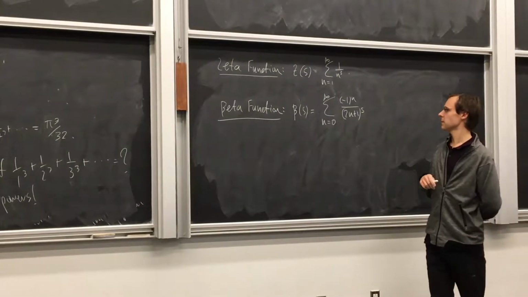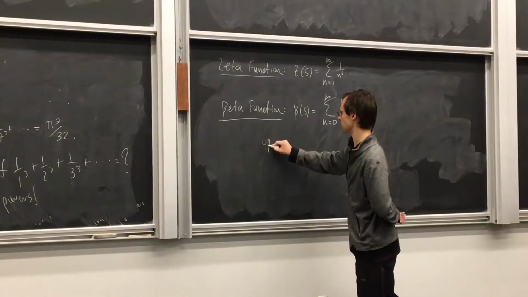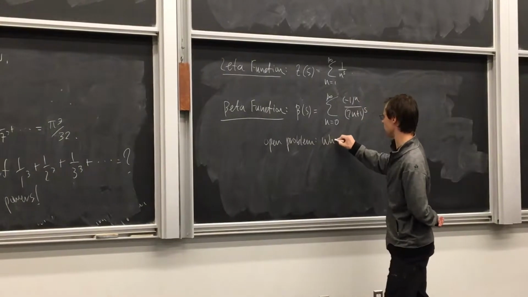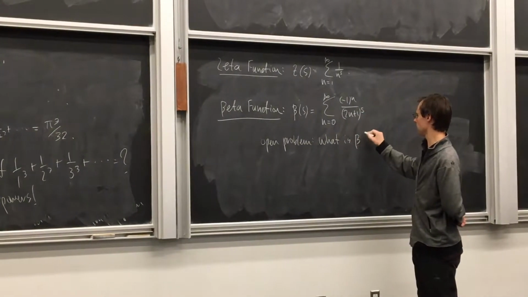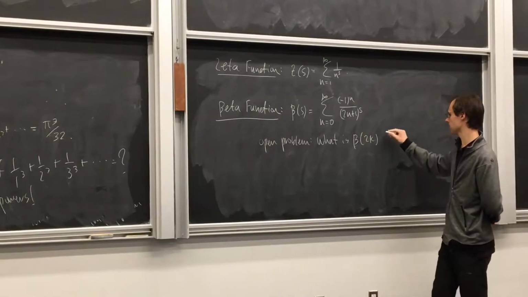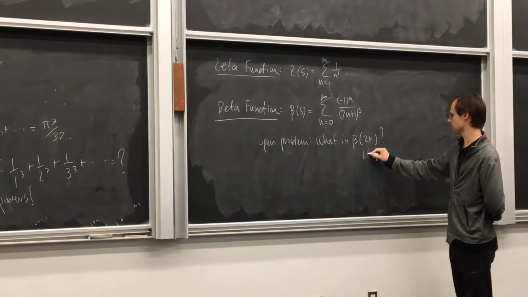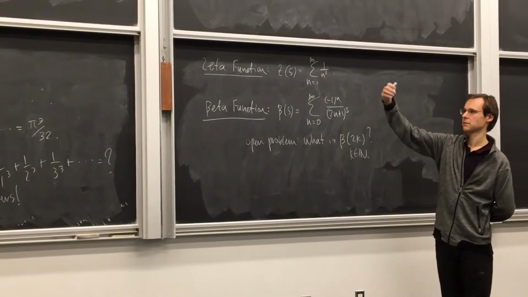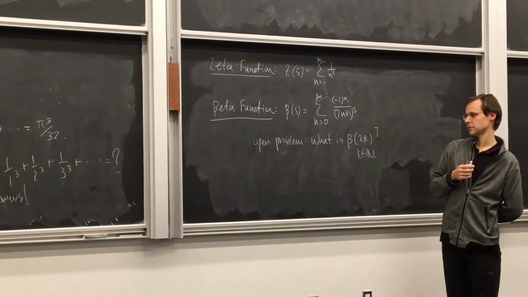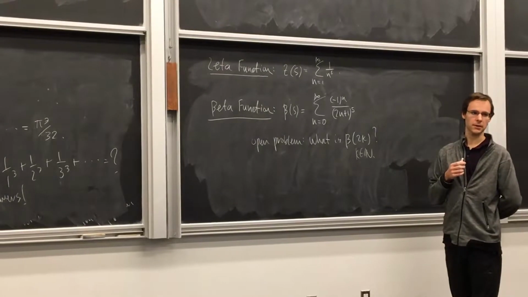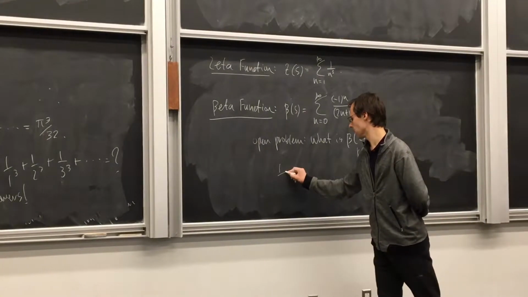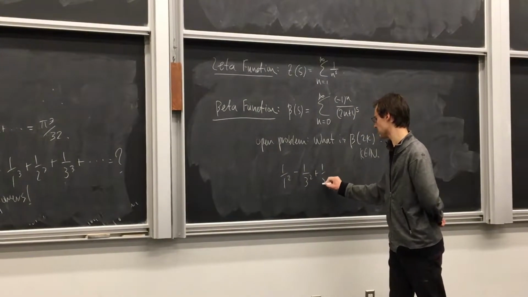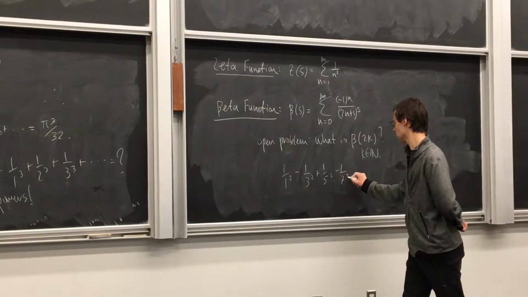Beta function, zeta function. So another open problem is, what is beta of 2k, where k is an integer? We know beta of 2k plus 1. We know the form that it takes. We have a formula for the answer in general. We don't know what the even power case is. So in particular, we don't know something like this: 1 over 1 squared minus a third squared plus a fifth squared minus a seventh squared, and so on.